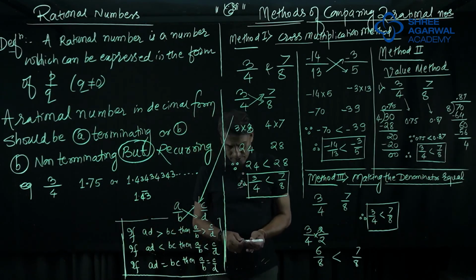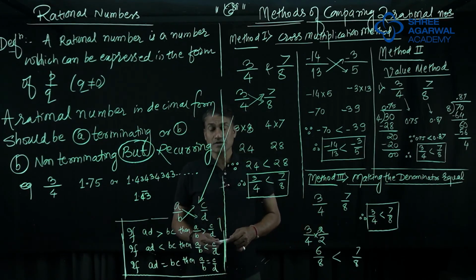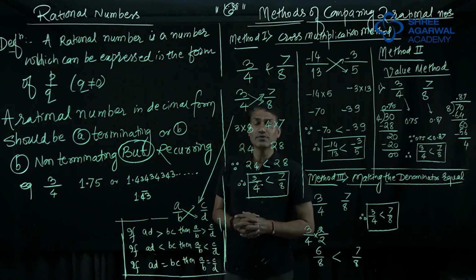I hope you understood how to compare rational numbers. 3 methods I explained to you.